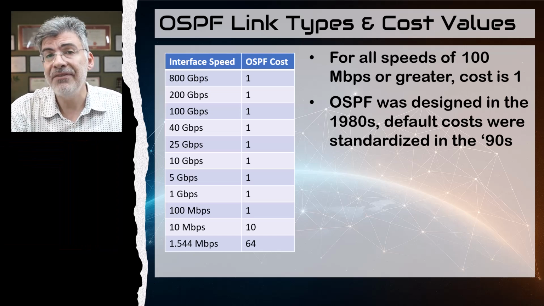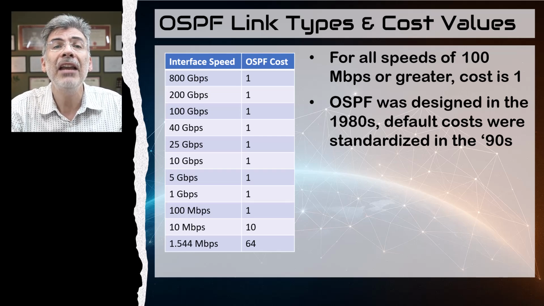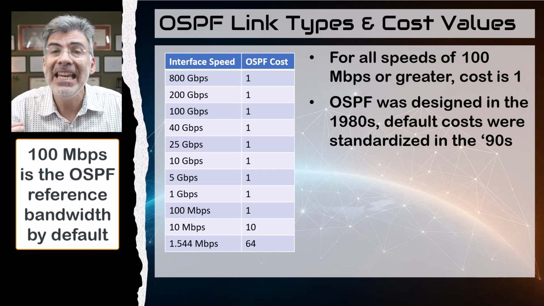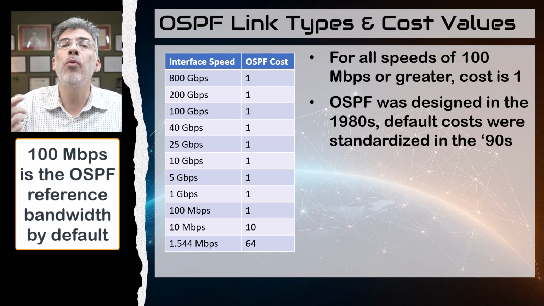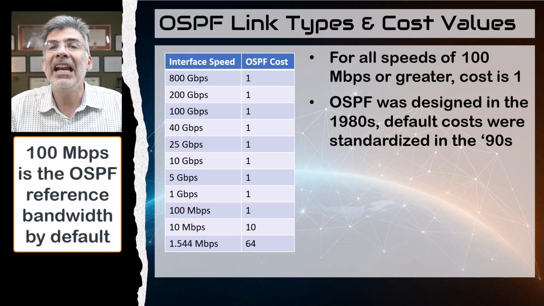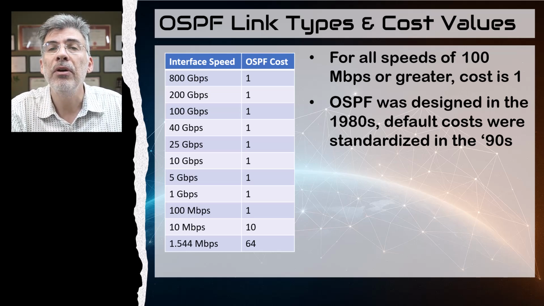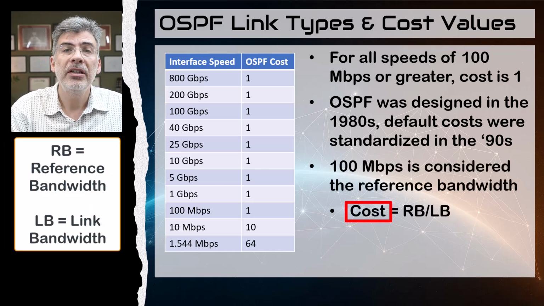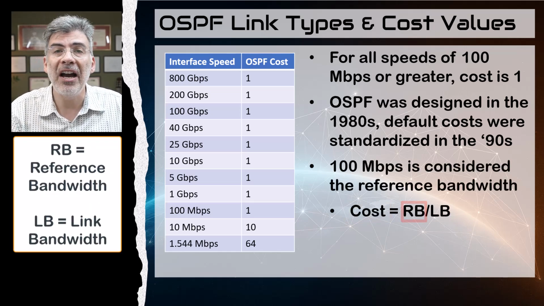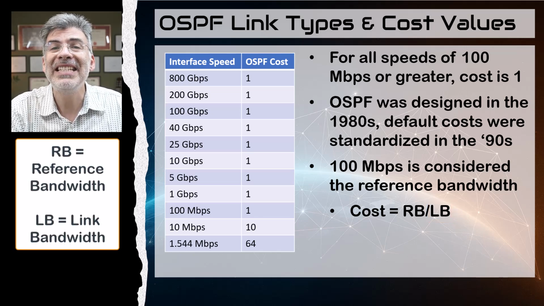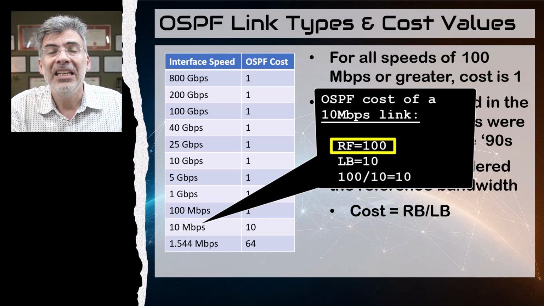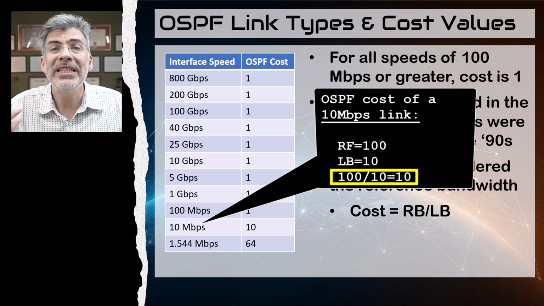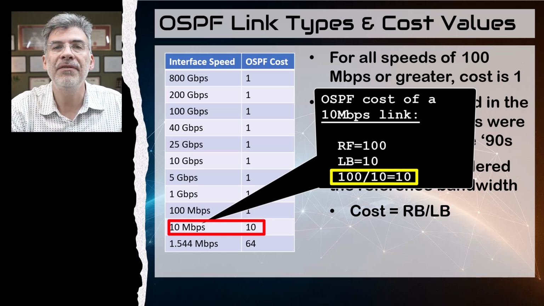Back then, and even today, for both OSPF version 2 and version 3, 100 megabits per second is considered the reference bandwidth. It is the bandwidth that is assigned a value of 1. Anything faster will have a value of 1, and anything slower will have a larger value based on this equation. Cost equals reference bandwidth divided by link bandwidth. So for a speed of 10 megabits per second, for example, we would have a reference bandwidth of 100 divided by the actual speed of the interface, which is 10, equals 10. So a 10 megabit per second link has a cost of 10.